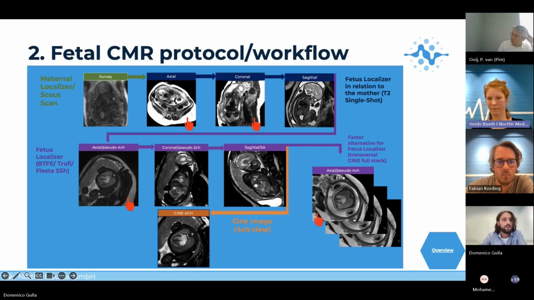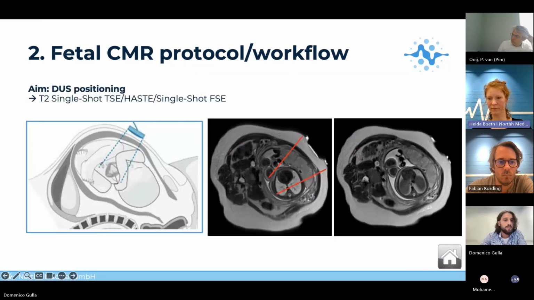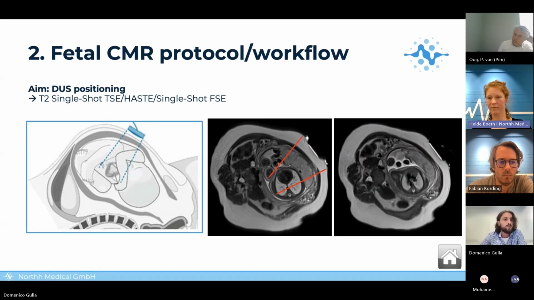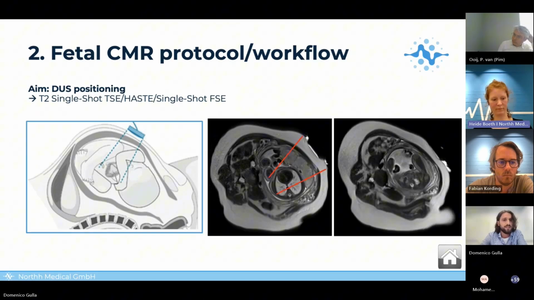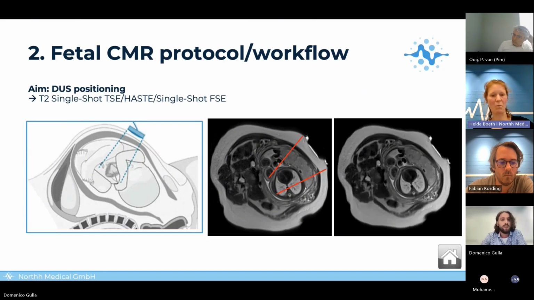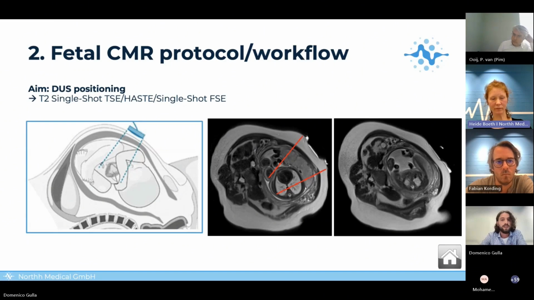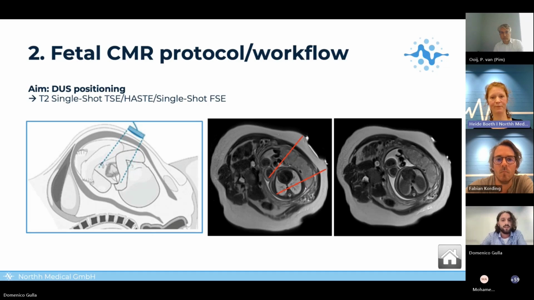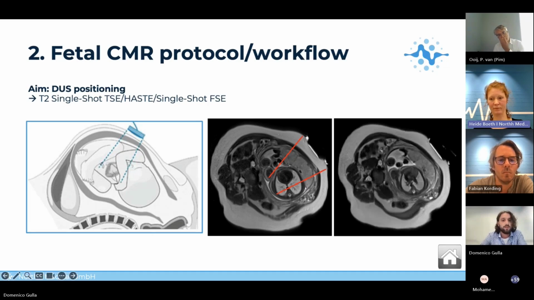So let's jump to the first topic. In this case, the aim is the positioning of the Doppler ultrasound. And we can use the T2 single shot in transversal stack to understand exactly where the positioning of the transducer is, and to understand if the heart is in the acoustic window of the transducer. And this is important to figure out if the device positioning should be changed. And we need to scroll through the sequences to understand exactly the positioning.